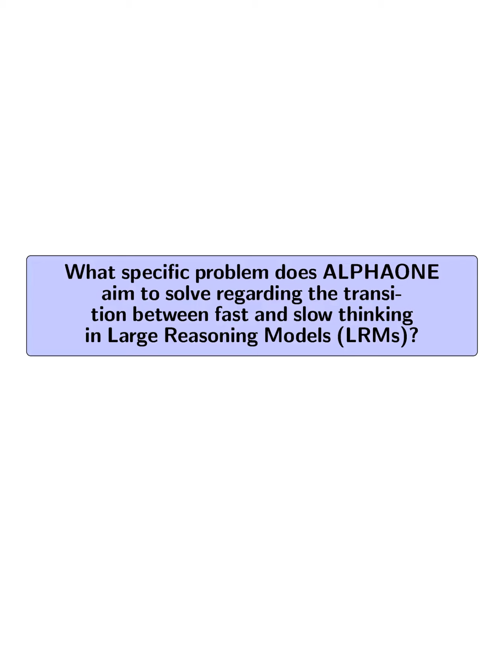What specific problem does ALPHAONE aim to solve regarding the transition between fast and slow thinking in large reasoning models, LRMs?